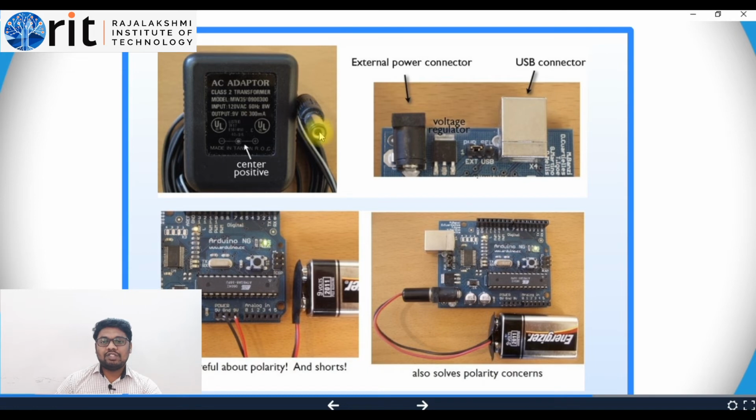It is written as center positive, which means that for the adapter's 2.1 pin, the center part should be positive and the outer layer should be negative. That's how it is connected, and most adapters follow this universal rule. So you can use this kind of adapter to power up your Arduino. This pin connects to the power jack, and if you turn on the switch your Arduino will be turned on.